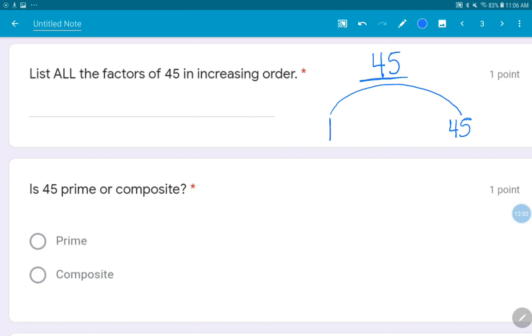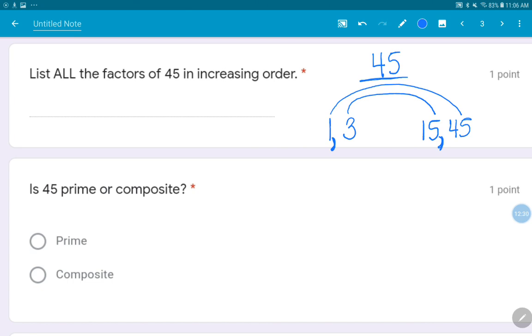So then I'm going to try 3. Can I do 3 times something to equal 45? Yes. 3 times what? 15. 3 times 15. Very good. So I'm going to write my 3 down after the 1, and I'm going to write the 15 just on the inside of the 45. So now in my rainbow, I have 3 times 15. That helps me get them in increasing order.